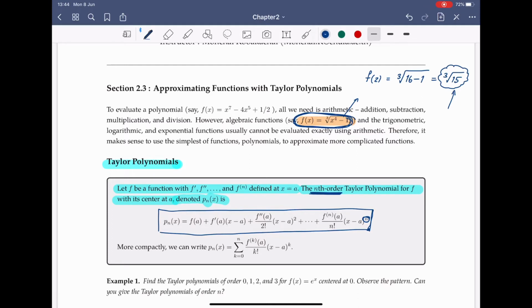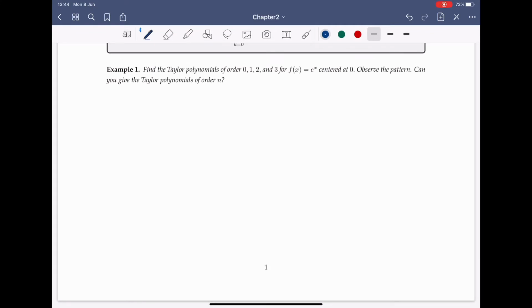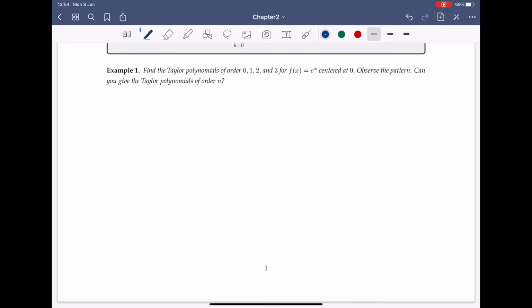Well, let's look at the examples so you have more idea about Taylor polynomials. So example 1. We're going to find the Taylor polynomial of order 0, order 1, order 2, and order 3 for f(x) equal to e to the x, centered at 0. And then we're going to observe the pattern. And the last question is that, can you give the Taylor polynomial of order n? Alright, so this is your first example, so I will go slow and hopefully you can follow me.